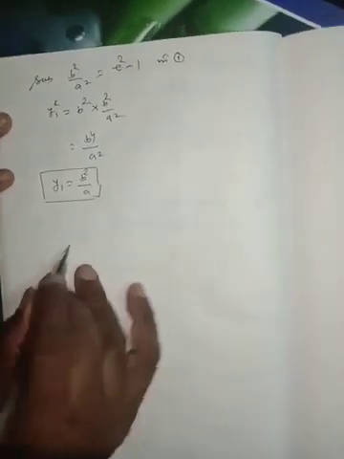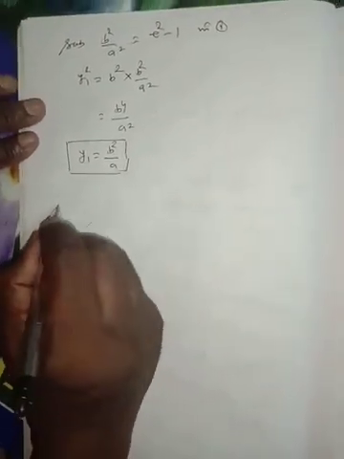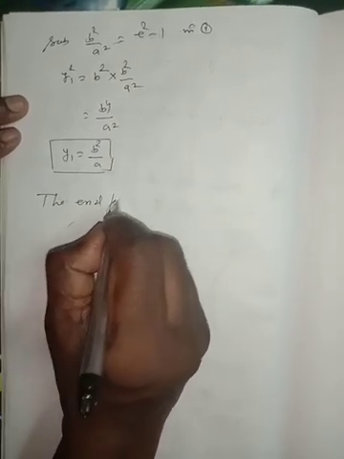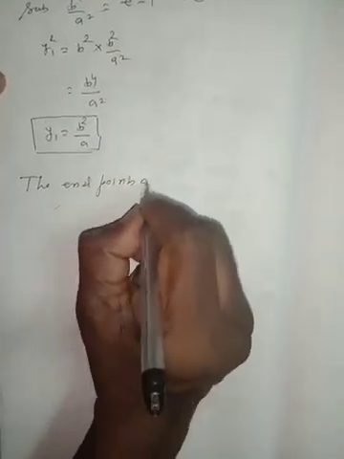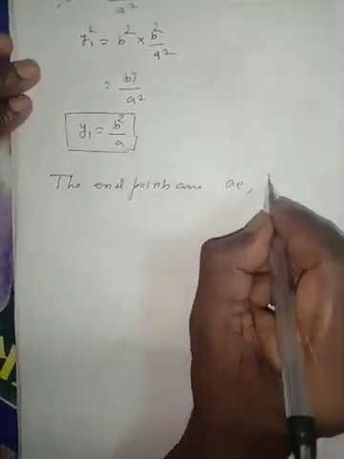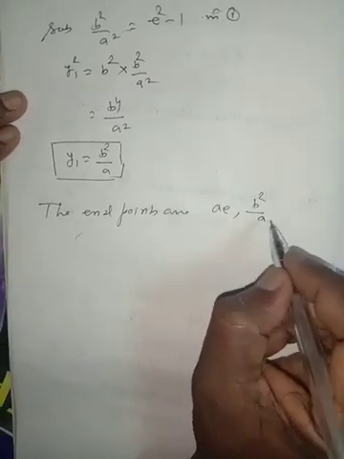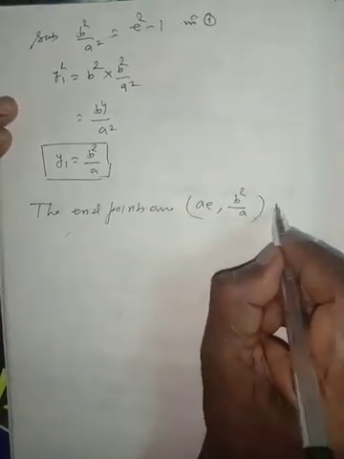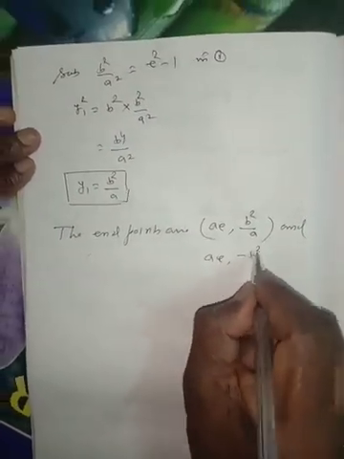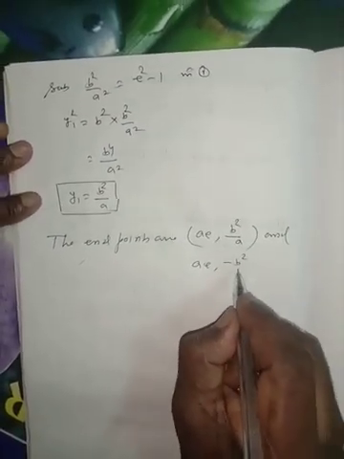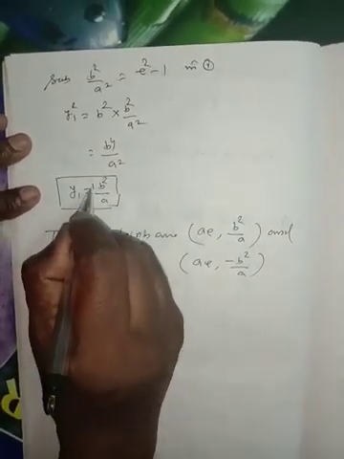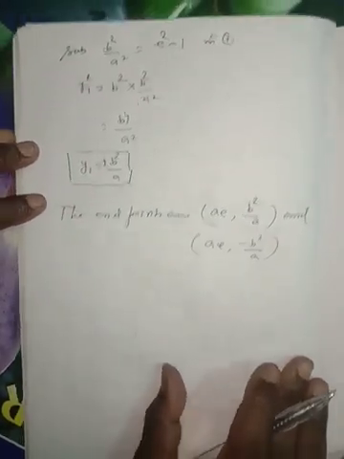The end points are (ae, b square by a) and (ae, minus b square by a). Here, taking the square root, plus or minus b square by a.